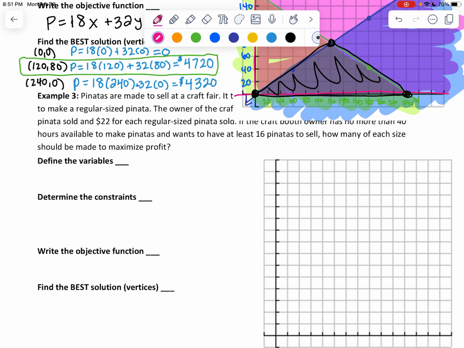All right, step 1, define the variables. The crafter wants to make 2 types of piñatas, and that is the mini piñata, so I'll say that's X, and the regular-sized piñatas, I'll say that's Y.